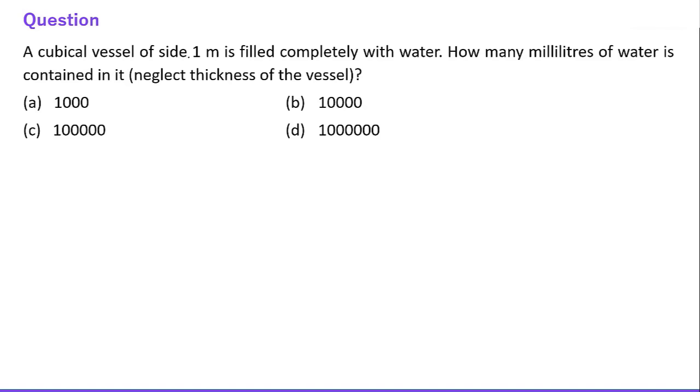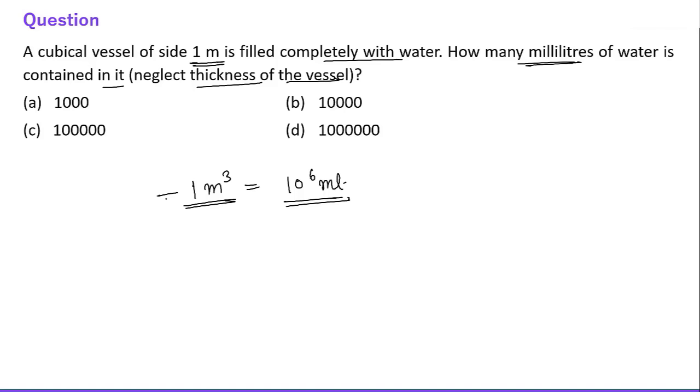Next question is saying, a cubical vessel of size 1 meter is filled completely with water. How many milliliters of water is contained in it? Neglect the thickness of the vessel. See, water, 1 meter cube. So 1 meter cube is equal to what? 10 raised to the power 6 milliliter. That's it. So the answer is 10 raised to the power 6.